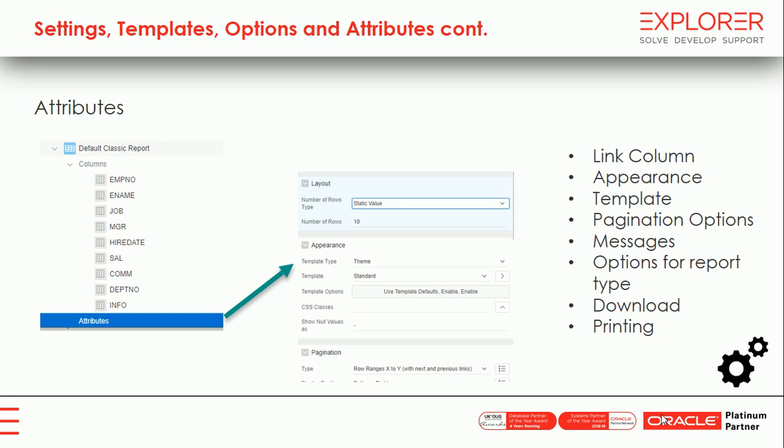Pagination options on a report are set within here, so how many rows are displayed by default and how the users will navigate through the result set. Any messages to be displayed, for example if no data is being returned from the query. Options particular to the report type, for example in the case of the interactive report, what functions are available in the actions menu and search bar. Downloading and printing options are both enabled and disabled and configured from within this attributes parameters menu too.